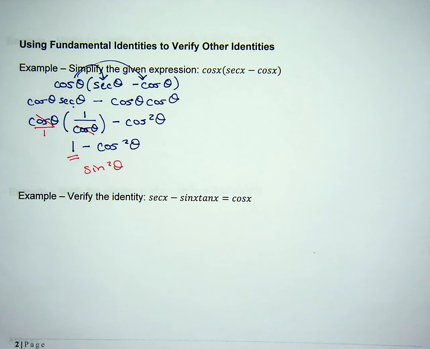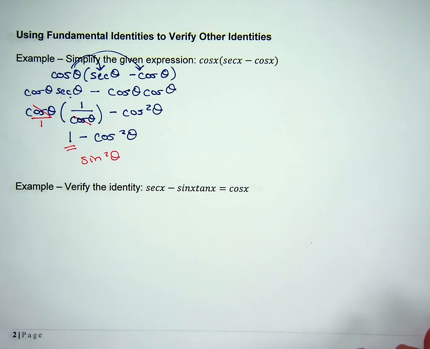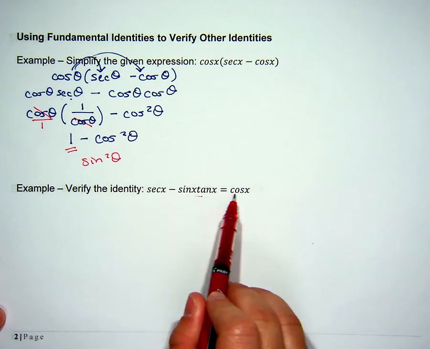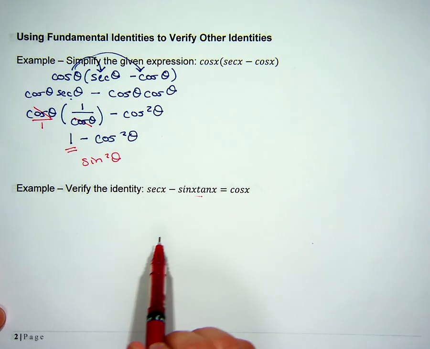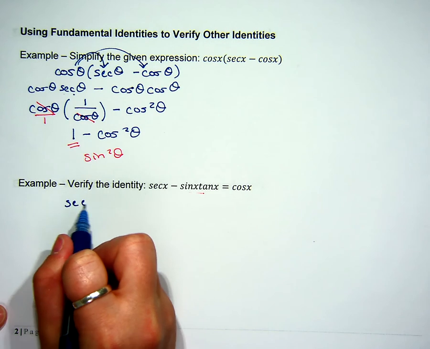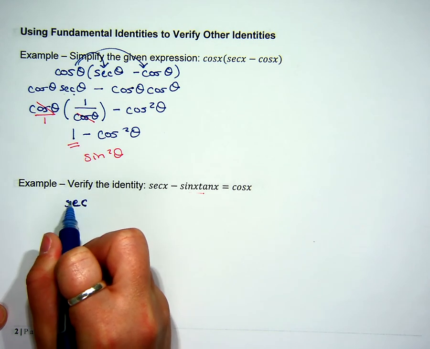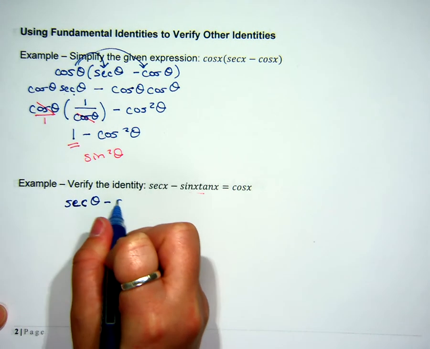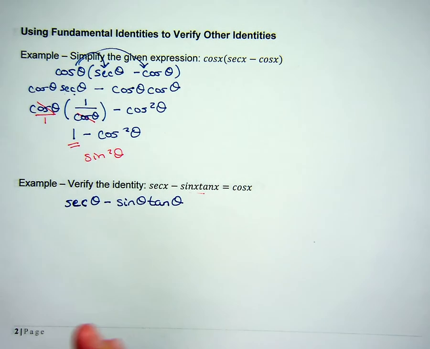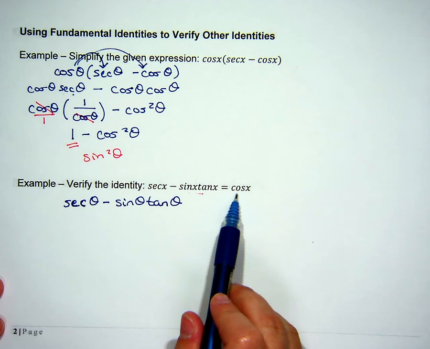And there we've simplified the expression. Next we want to verify the identity. Verify the identity means that they're going to give you a left-hand side and an equal right-hand side. You want to take one of the sides. I like to use the one that's more complicated. You want to take one side and break it and break it and break it until it looks like the other side.